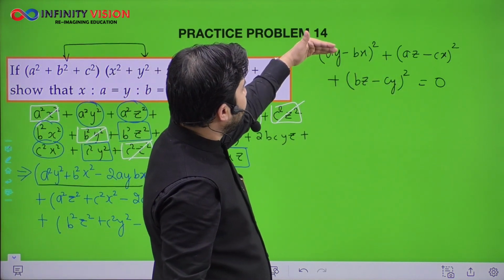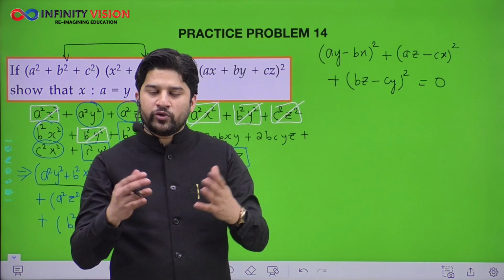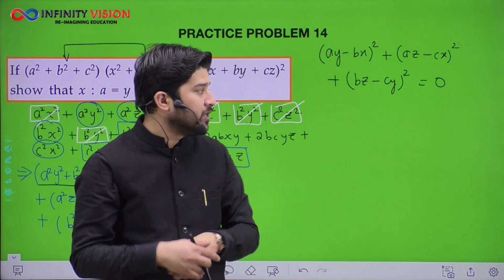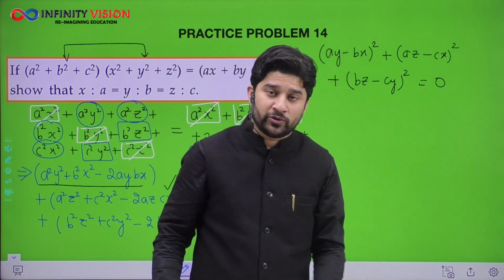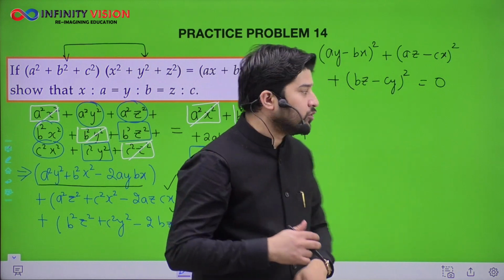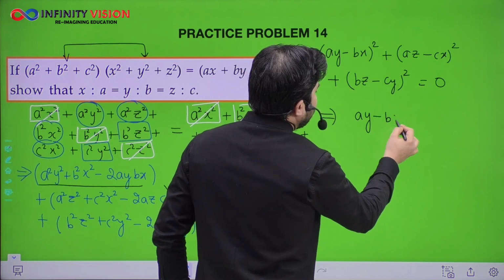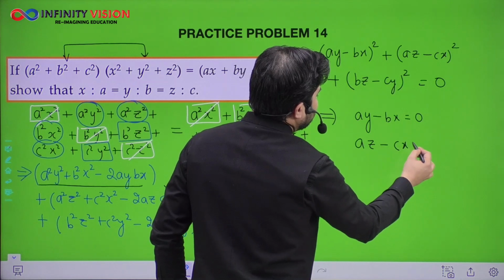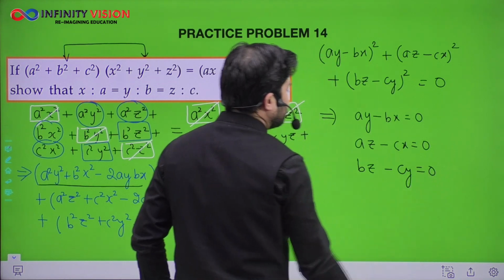Now here, a perfect square plus a perfect square plus a perfect square equals 0. Whenever you multiply or find a square of any real number, you always get a positive quantity. So basically positive quantity plus positive quantity plus positive quantity is turning out to be 0. This can only happen when each of them is equivalent to 0. So this helps me with the inference that ay minus bx is equal to 0 and az minus cx is also equal to 0 and bz minus cy is equal to 0.